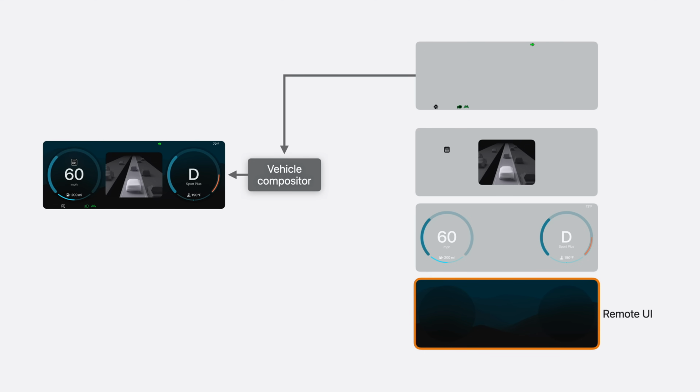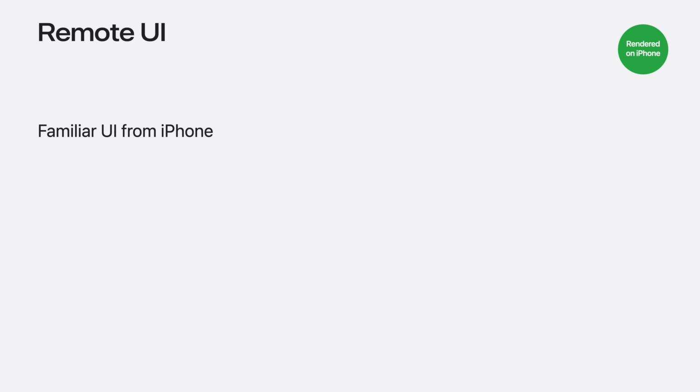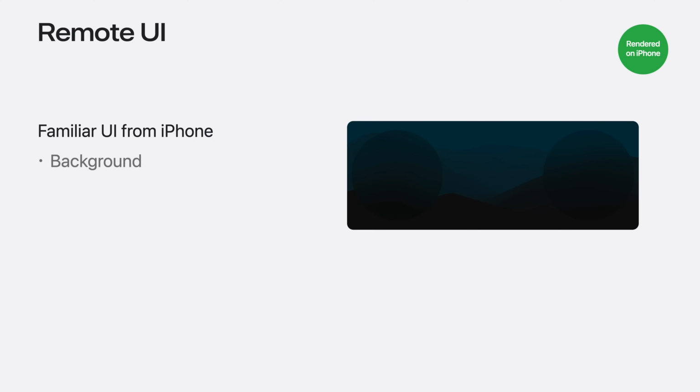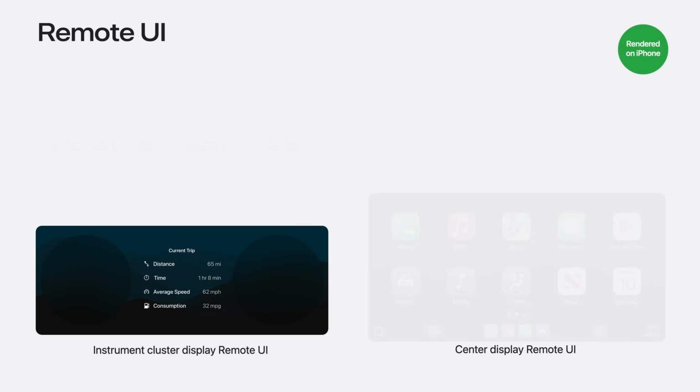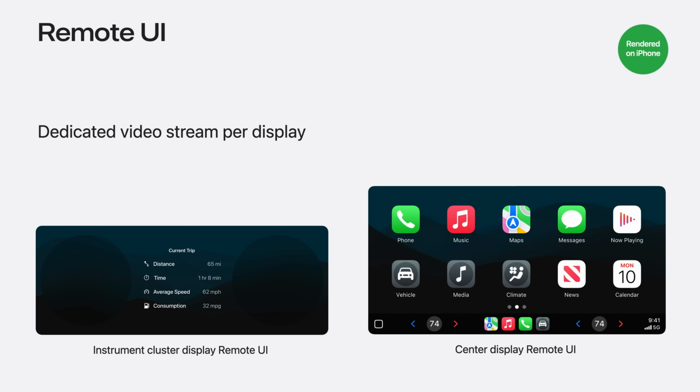We refer to the bottom one as Remote UI. Remote UI brings a rich and familiar iPhone experience to the vehicle. Maps and audio apps come to life here, in addition to features such as tire pressure or trip information. And as expected, Remote UI extends to any other display, bringing additional iPhone content such as media, climate, or more. To achieve all of this, we now need one iPhone video stream for each display in the vehicle.